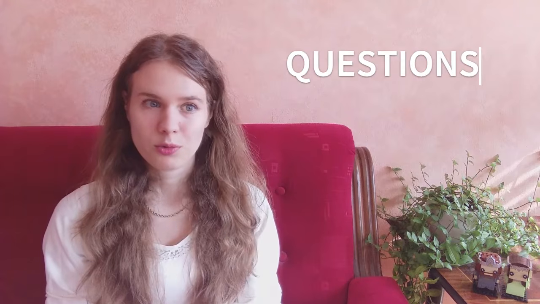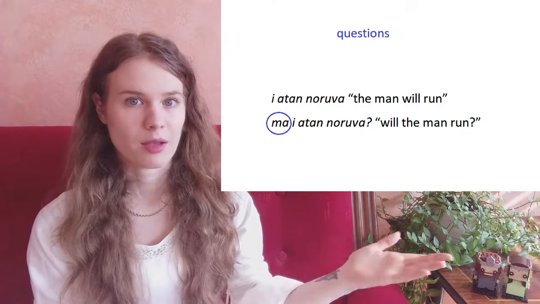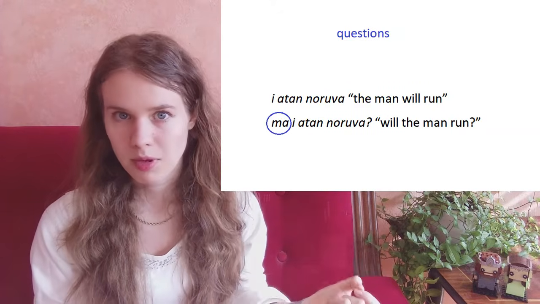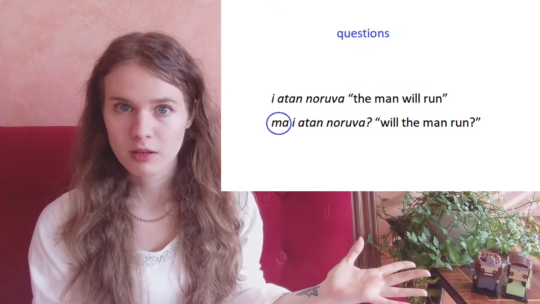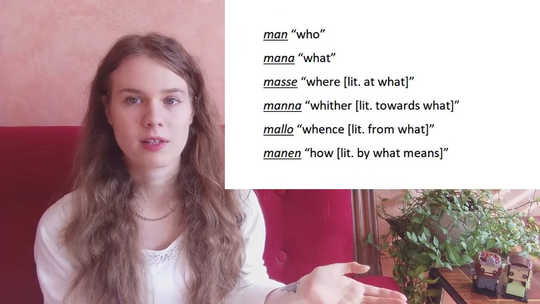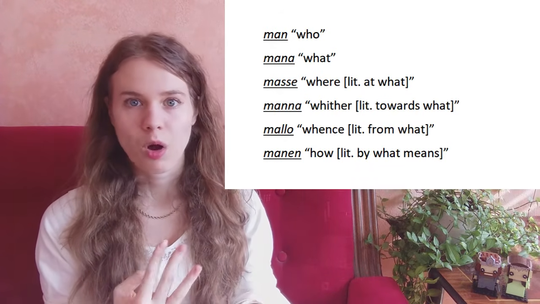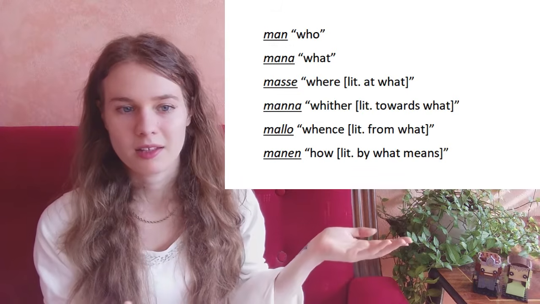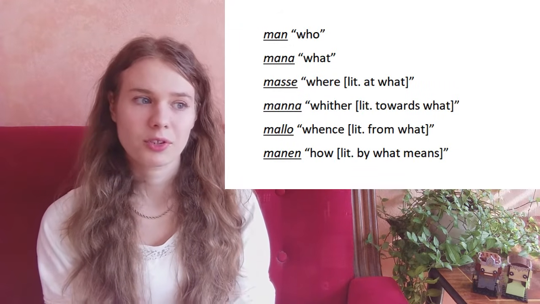So if we can say regular affirmative sentences and negate them, then there must also be a way to ask questions. Quenya has the interrogative particle ma, and this ma is added to the beginning of a sentence to turn it into a question. Example, iatan noruva, the man will run. Ma iatan noruva, will the man run? So pretty straightforward, and again, we have a bunch of question words, just the same as in English. Who, what, where, why, same kind of thing in Quenya, and again, you kind of have to learn that if you want to know it.